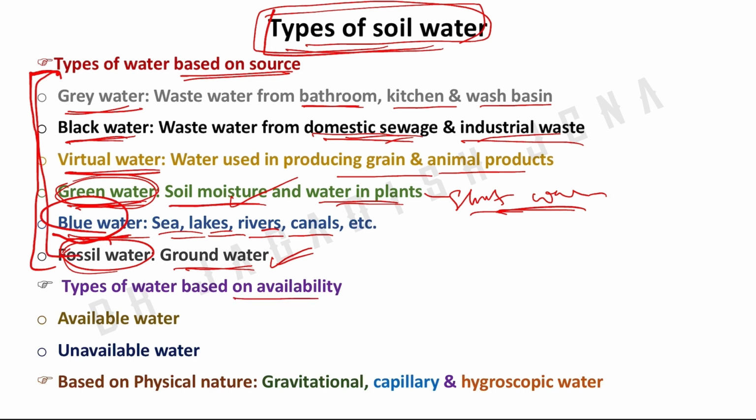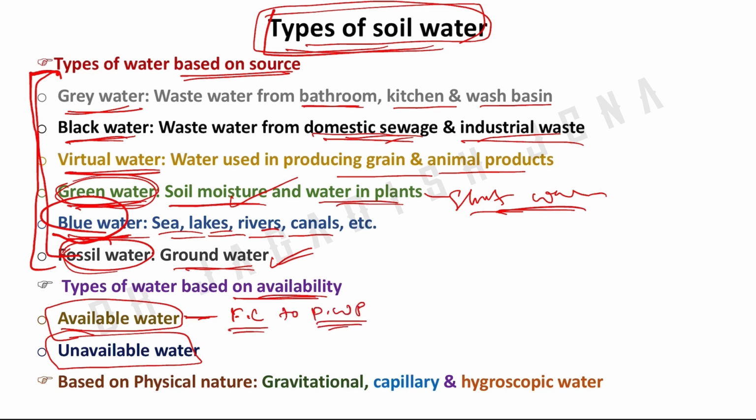Then there are water types based on availability. Based on availability, water is of two types: available water and unavailable water. What is available water? Remember, available water means the water present between field capacity and permanent wilting point. Permanent wilting point means water potential of minus 15 bar, and field capacity is when the water potential of the soil water is minus 0.33 bar. Permanent wilting point is the lowest limit of available water, and field capacity is the highest limit of available water.